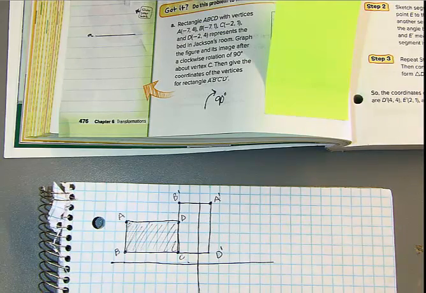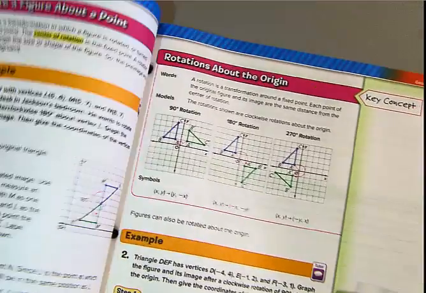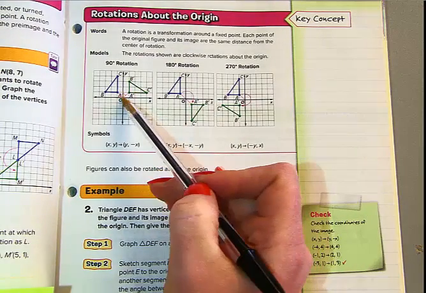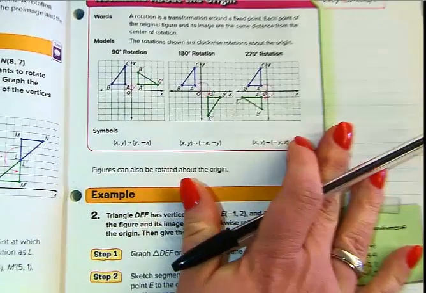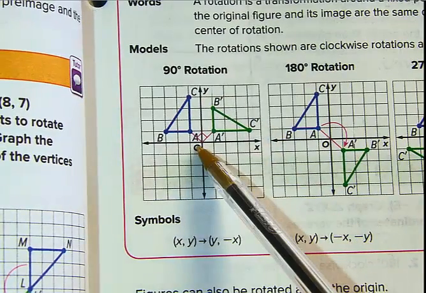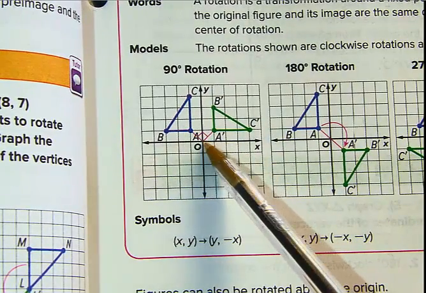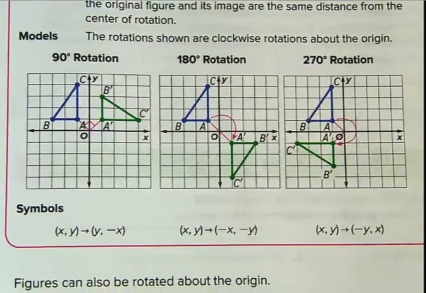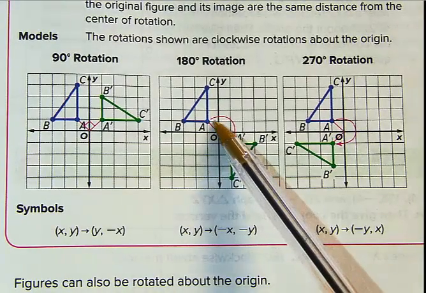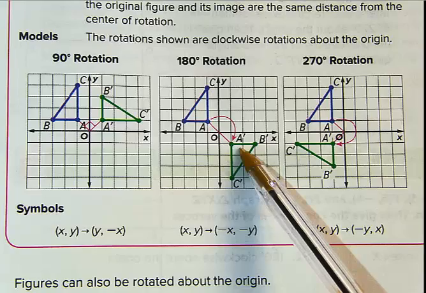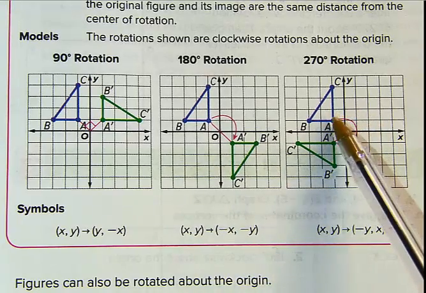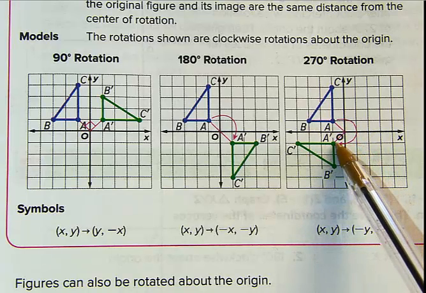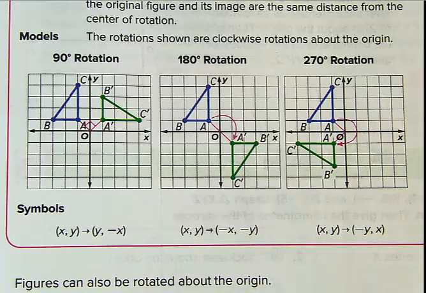Okay? Let's go on. Let's look at page 477. These are rotations about the origin. This is a 90 degree. Hopefully you can see, let me zoom in just a little bit. Hopefully you can see this 90 degree angle right here. It makes a 90 degree angle going through the origin. So that's a 90 degree rotation. A 180 degree rotation then is a straight line through the origin because 180 degrees represents a straight line. And 270 is a straight line plus 90 more. Okay, or it's 360 if you want to look at it that way.